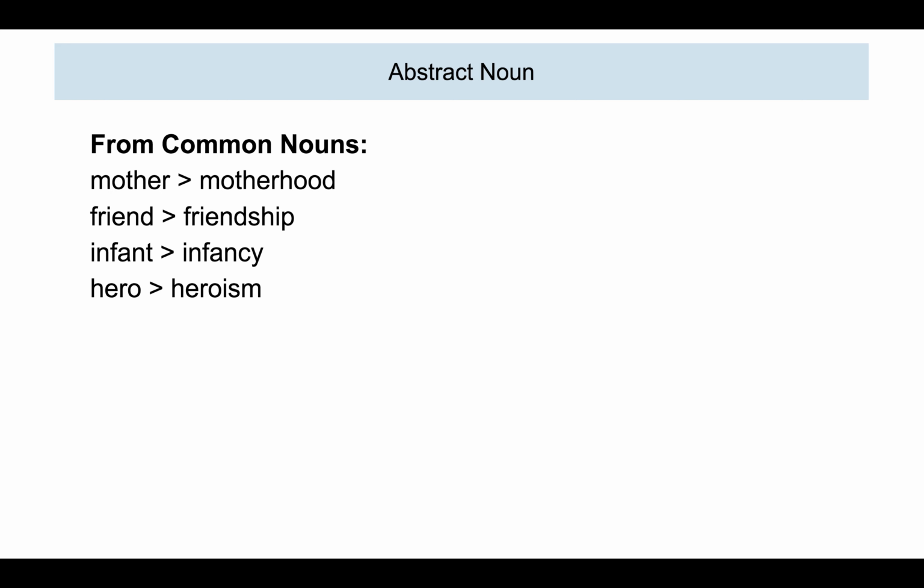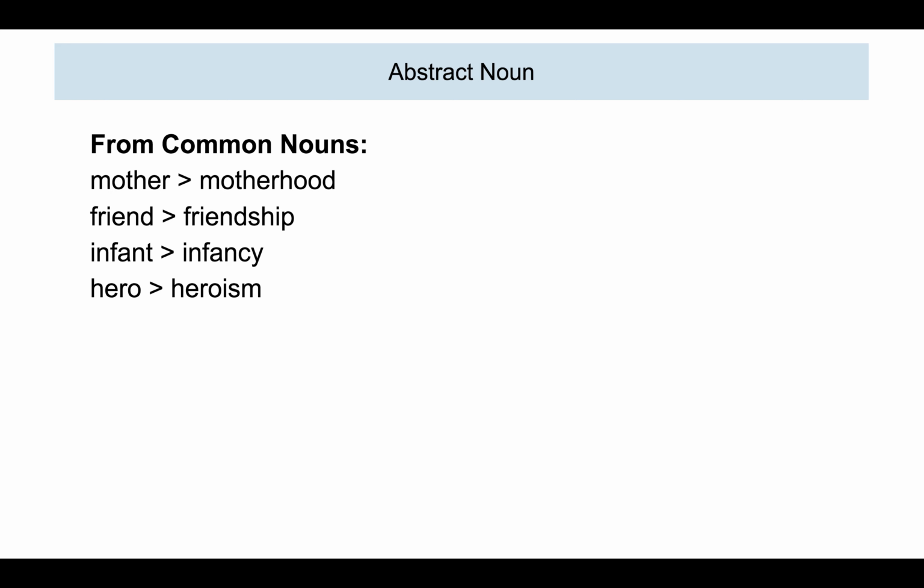Now we can make abstract nouns from common nouns. You can derive them from verbs, or you can derive abstract nouns from adjectives. So a few examples have been given here. Now common nouns. From common nouns, we have taken mother. Mother is a common noun. So what do we do now? Mother has been changed to motherhood. So we have added the word hood to mother, to the root word. So that becomes a state.